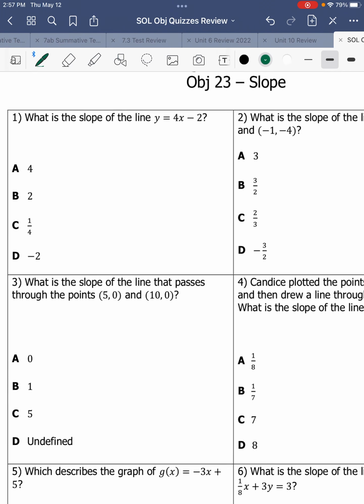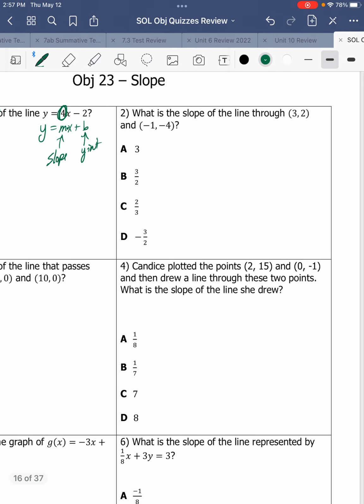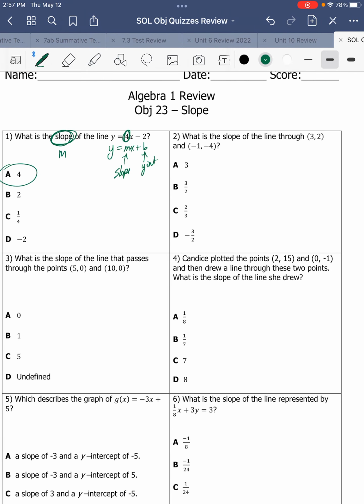Slope of the line. Here we really just have to concentrate on y equals mx plus b. What is the slope? Well, m, that's the one for movement. That stands for slope. b is the y-intercept. In this case, we're talking about slope, so we're looking at the m. And what is m? Where's m? m is located with the x. It is the coefficient. That is your slope. Slope is 4.